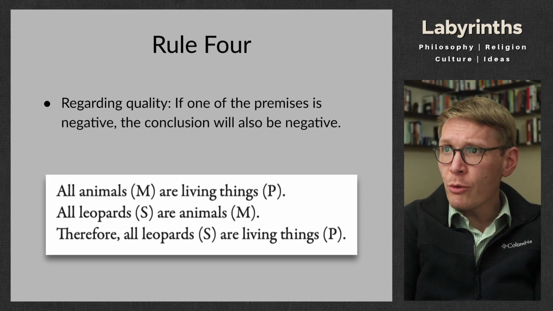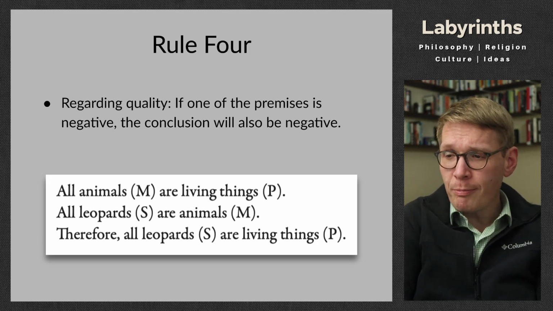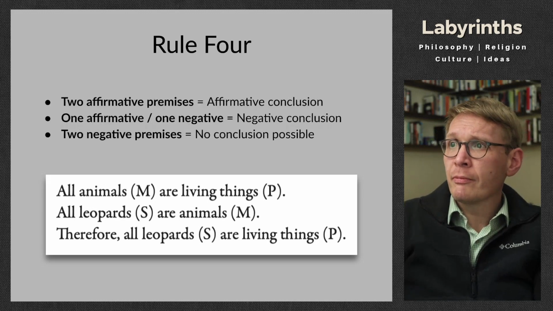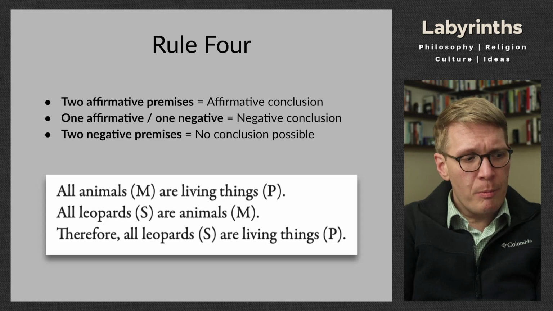And our fourth rule pertains to quality. If one of the premises is negative, the conclusion will also be negative. Well, as we can see in our familiar example by now, neither of these premises is negative, and the conclusion also is not negative, so no problem.